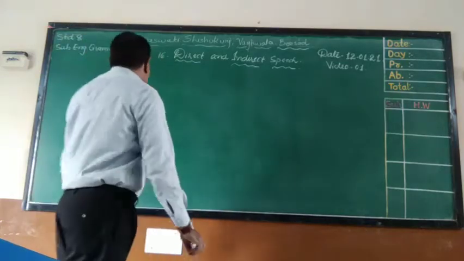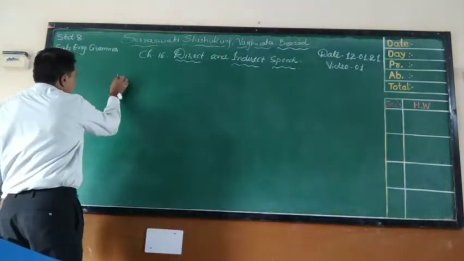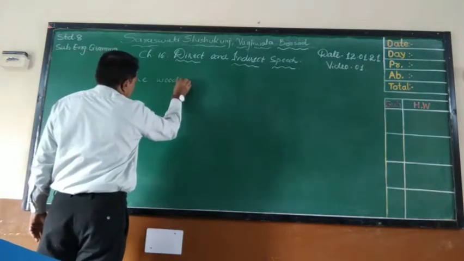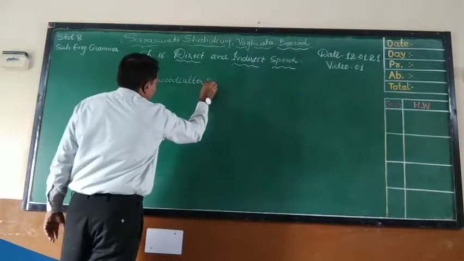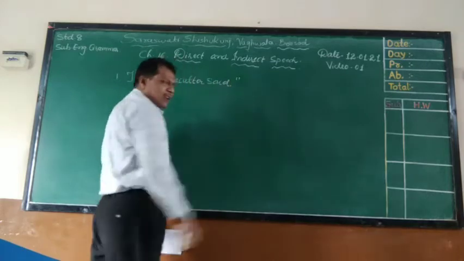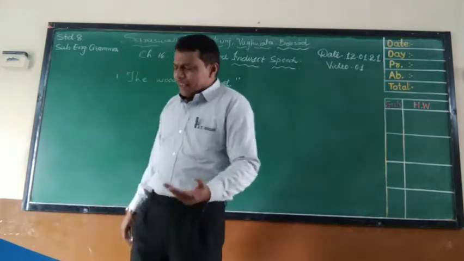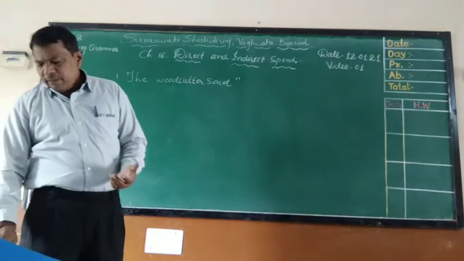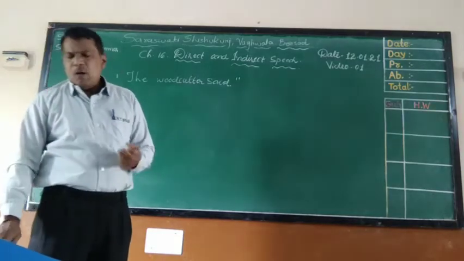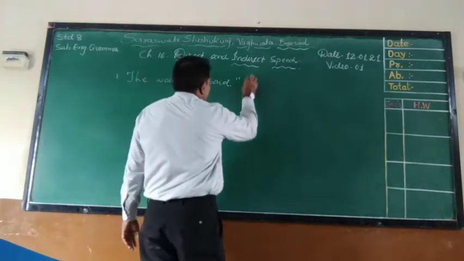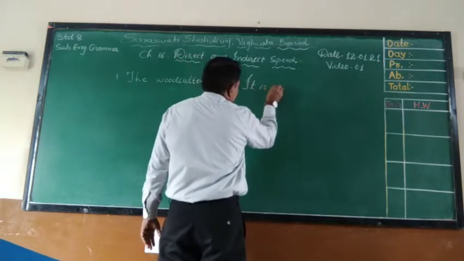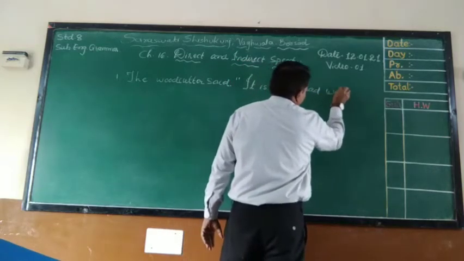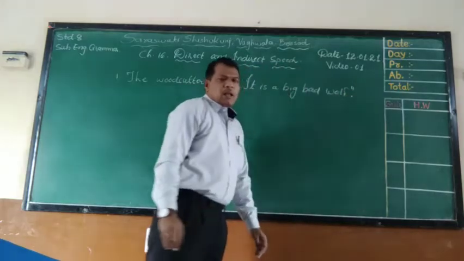I write one sentence over here and then we begin. The woodcutter said, okay, let us begin. Then I give all this explanation. What is said? It is a big bad wolf that we find in the forest.